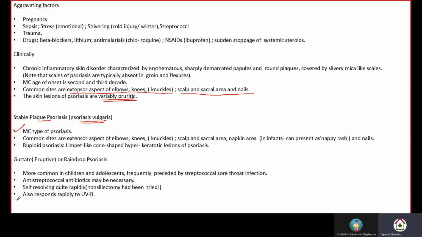Next, guttate or raindrop psoriasis, or guttate eruptive psoriasis, is more common in children and adolescents, frequently preceded by streptococcal sore throat infection. Anti-streptococcal antibiotics may be necessary. It is self-resolving quite rapidly; tonsillectomy has been tried. This guttate psoriasis also responds rapidly to UVB. So for the treatment of guttate type, we can give UVB.